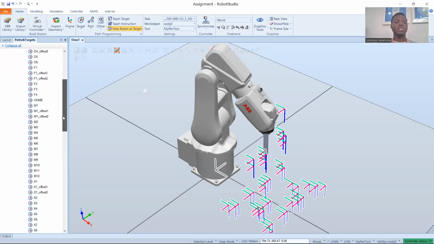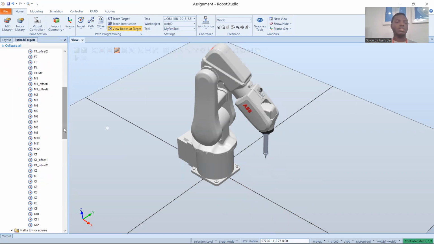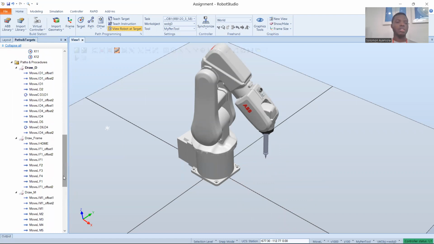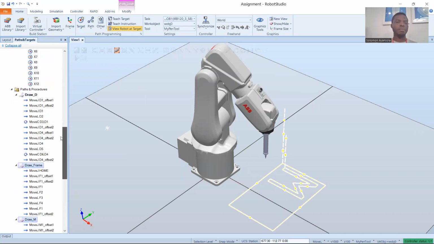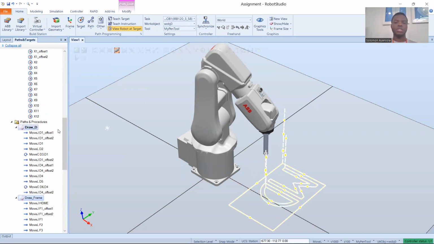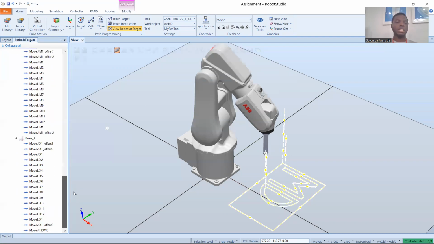And after getting those targets, I used the targets to create a path. This is the first path, which is a frame. Second path, which is for the M. The third path, which is for the D. And the last path, which is for the X.